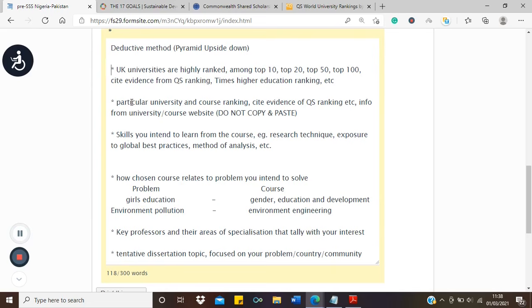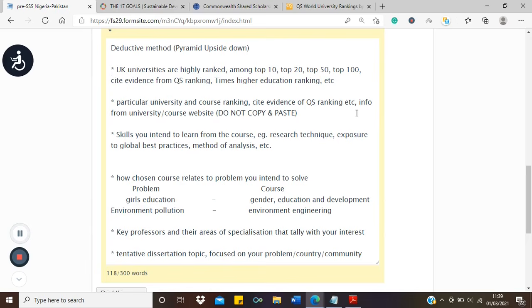Talk about the university applying to and its ranking. You could also get evidence from the QS ranking, other kinds of rankings, and also info from the university on the course page. But do not cut and paste. I cannot overemphasize this. Do not cut and paste. Avoid plagiarism. Plagiarism means copying and pasting without any acknowledgement. So try to write all these things in your own words.